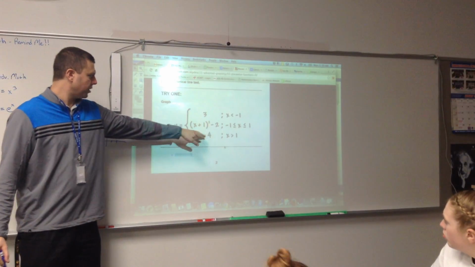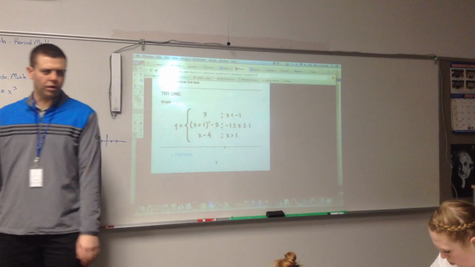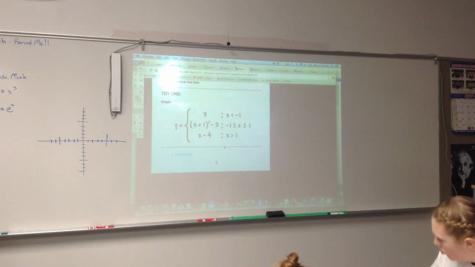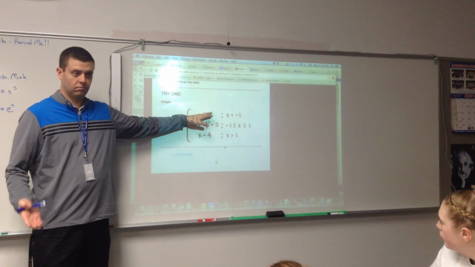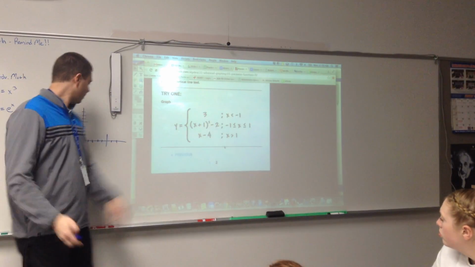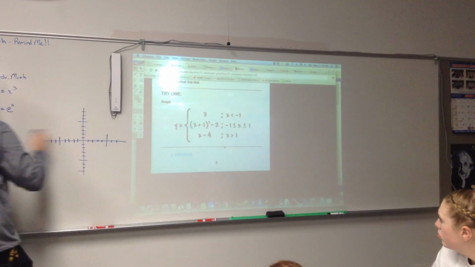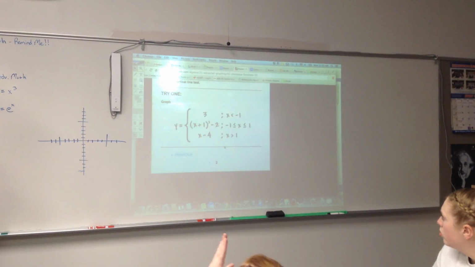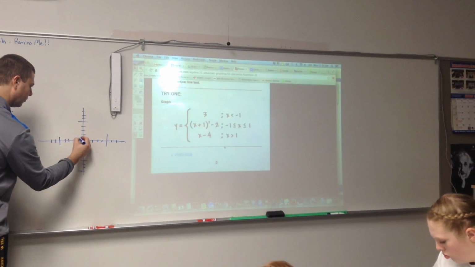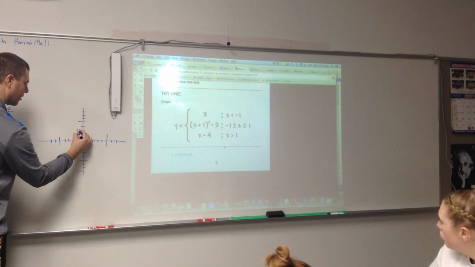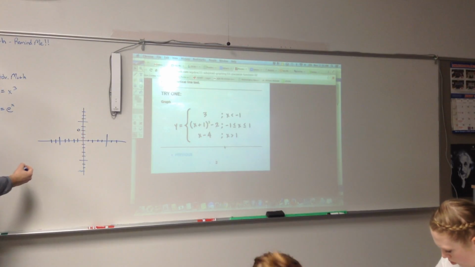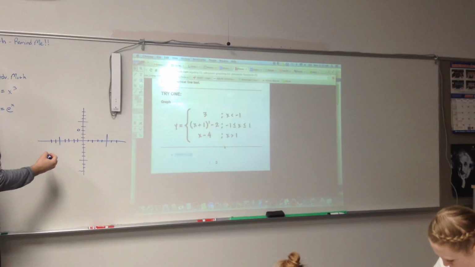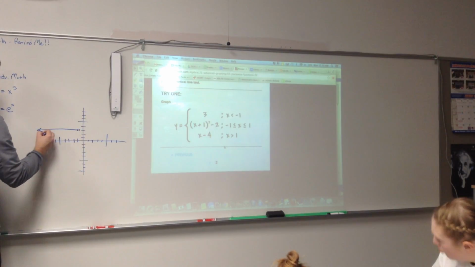Alright, so y equals 3 when x values are less than negative 1. What's that going to look like? Horizontal line up at 3. But am I going to just draw one big horizontal line all the way across my graph? No, when x is at negative 1, that's where I'm going to start. And is that going to be an open circle or a filled-in circle? Open. And the horizontal line will be left or right of it? Left of it.